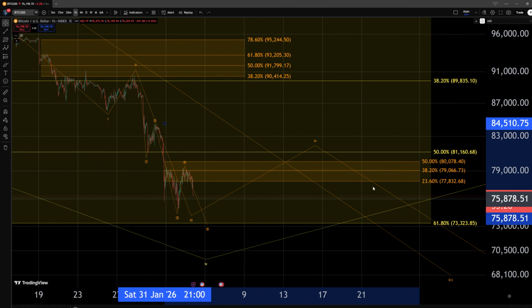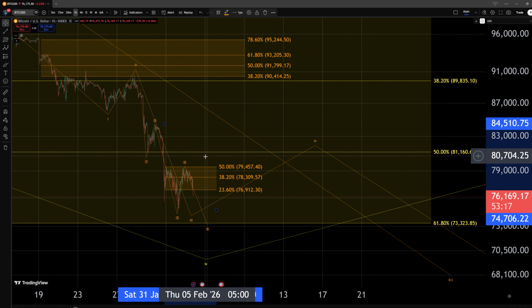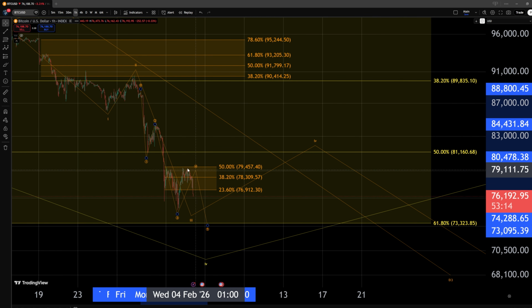And I was trying to actually adjust this to make it more apparent. Yeah, we are watching here the 79.5k level for the last level of resistance for this wave 4.